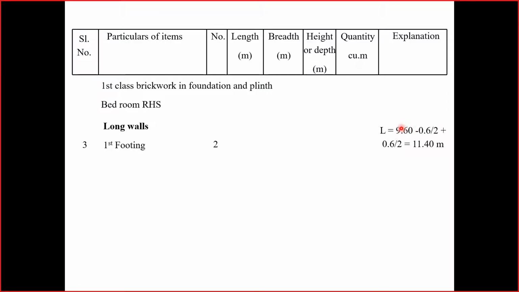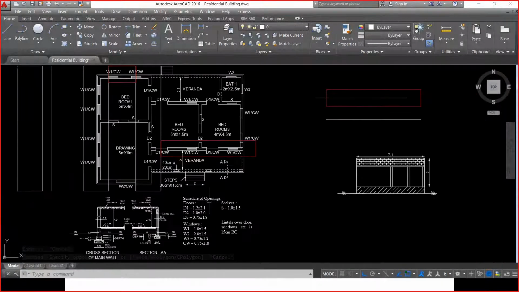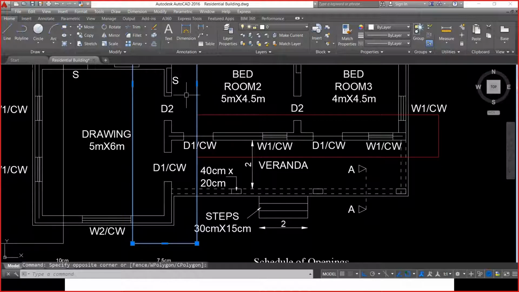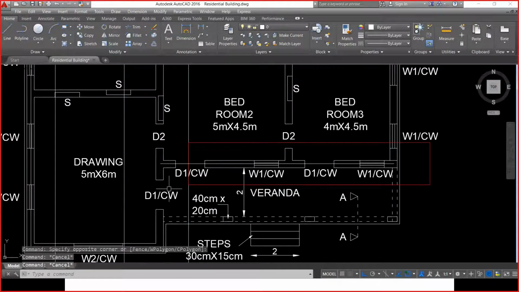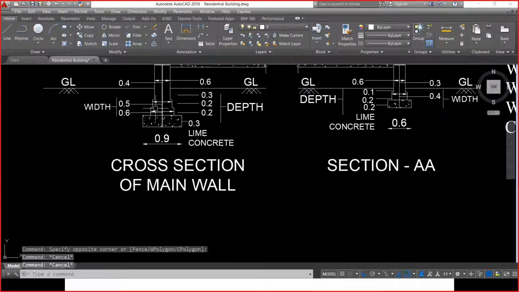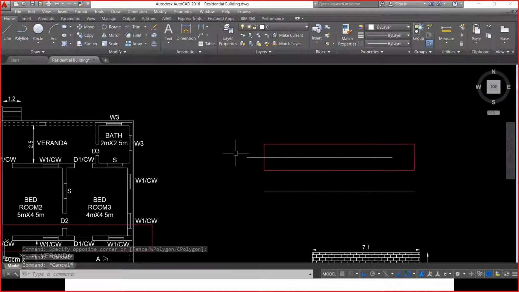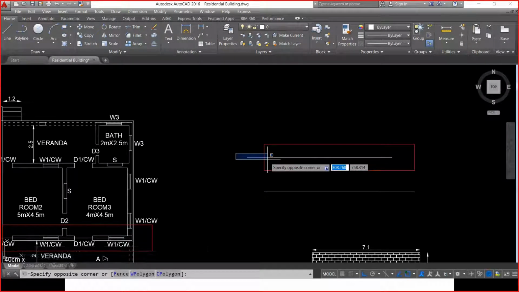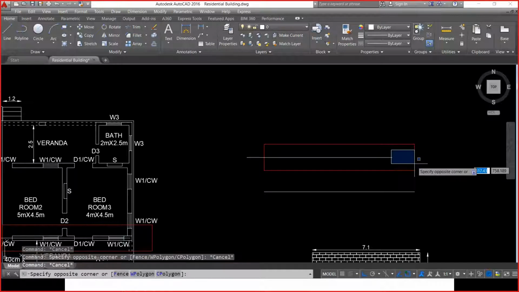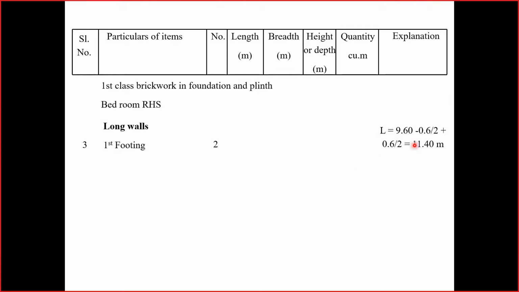9.6 is the center to center distance minus 0.6 by 2. What is minus 0.6 by 2? This is the actual width of the first footing which is already laid, which is 0.6 meter of the main wall first footing. So 0.6 by 2 is deducted at this end and at the other end we have to add 0.6 by 2. So the total length is 11.4 meters.